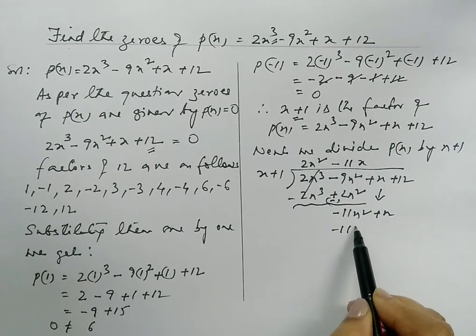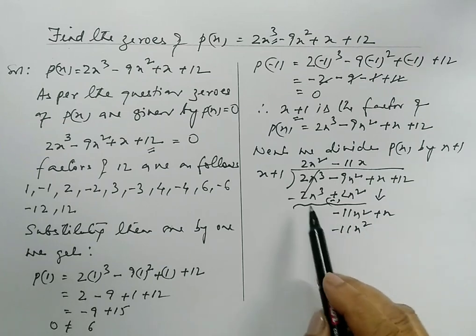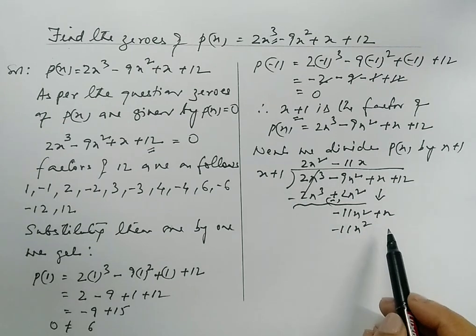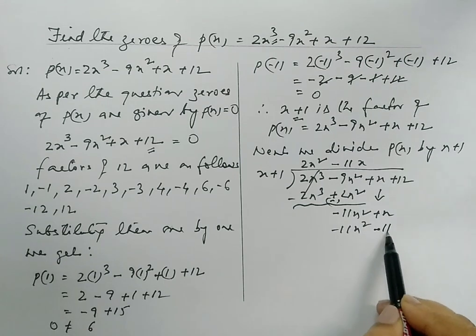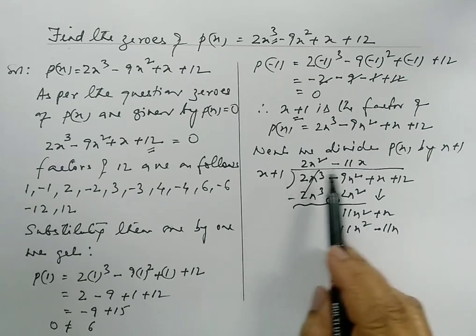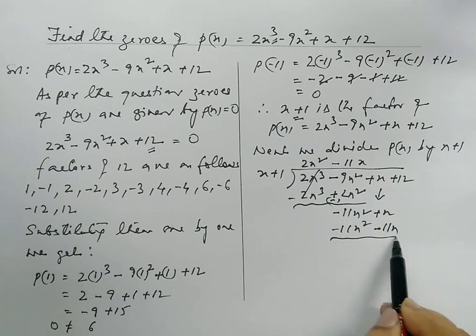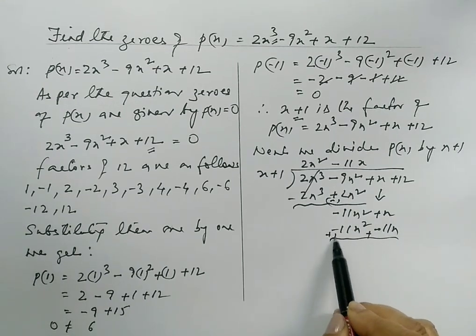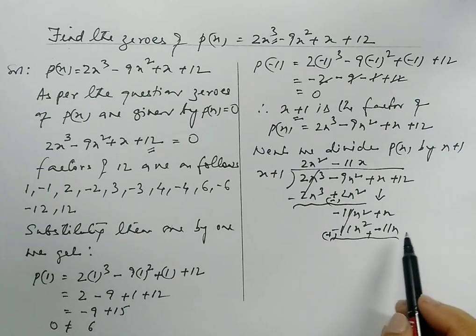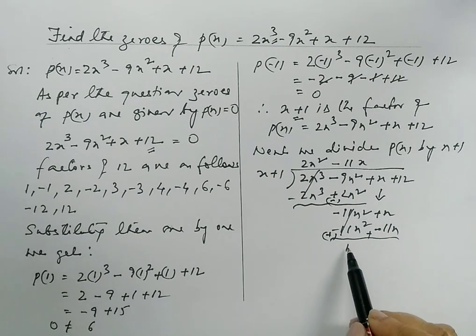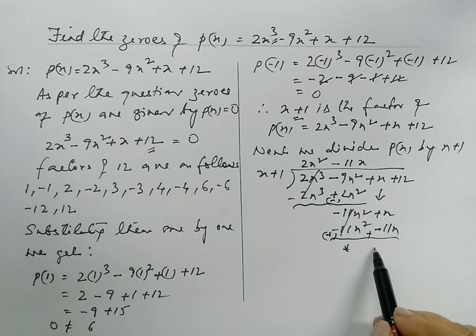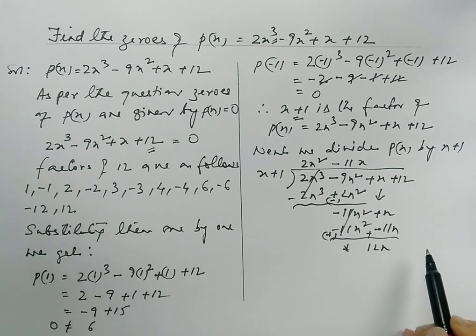So we get minus 11x square, and this multiplied by this is, okay, minus 11x. All right. So plus minus minus. So let's change the sign so we can cancel this. What do we get here? We get nothing over here. We get over here 12x. All right.